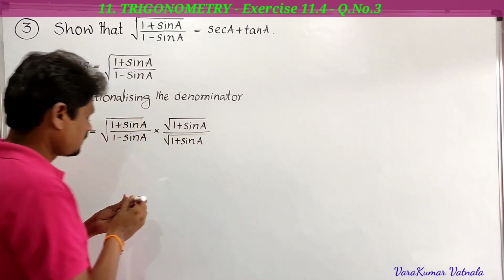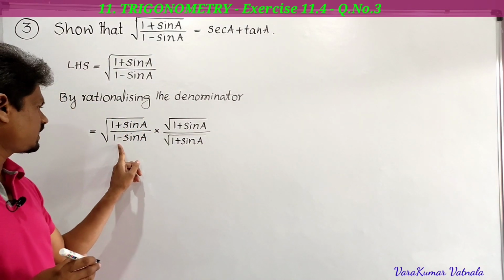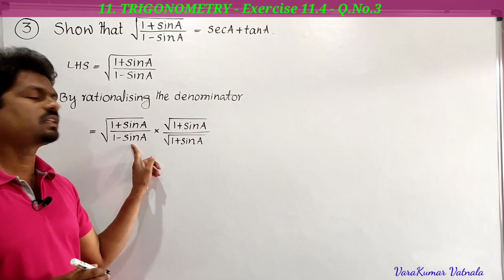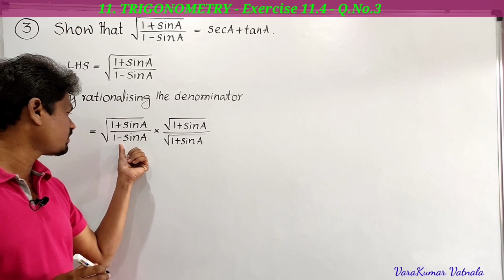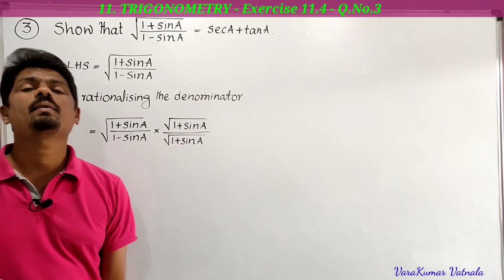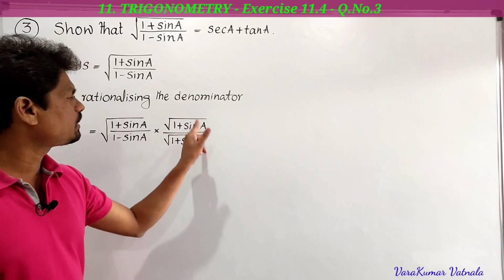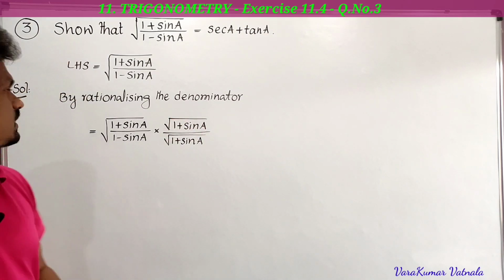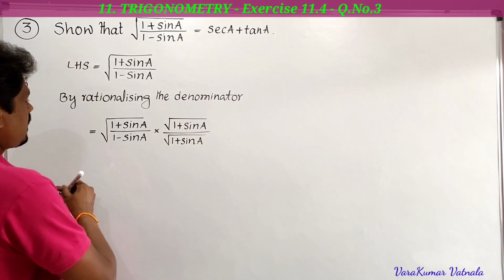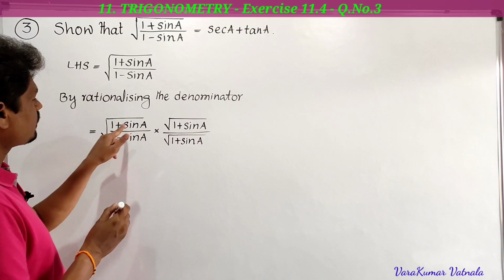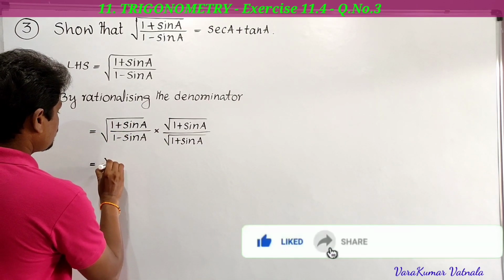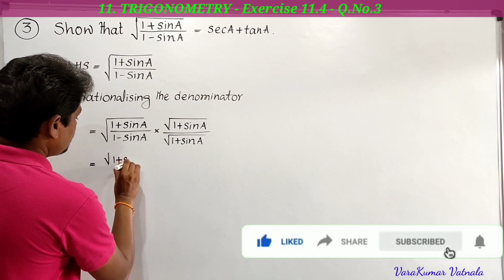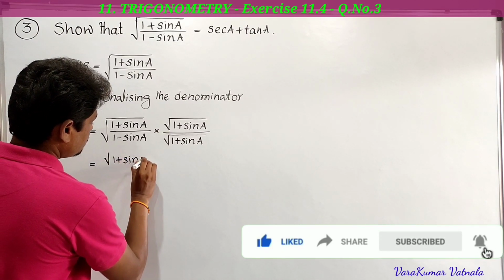So here, since there is square root of 1 minus sin a in the denominator, the rationalizing factor of square root of 1 minus sin a is square root of 1 plus sin a. Hence we have to multiply and divide by square root of 1 plus sin a, for both the numerator and the denominator.